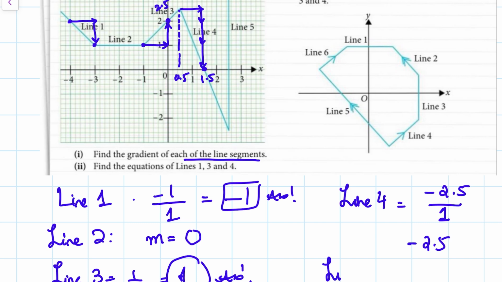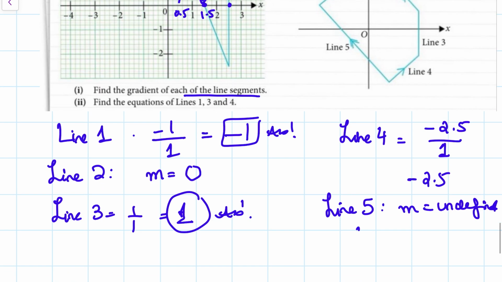Let's look at line 5. So I said a vertical line has gradient undefined. You can't find out its gradient. Why? Because let's take this point. There is 1 rise and 0 run. So it becomes anything divided by 0, which is undefined. You can't find it out.